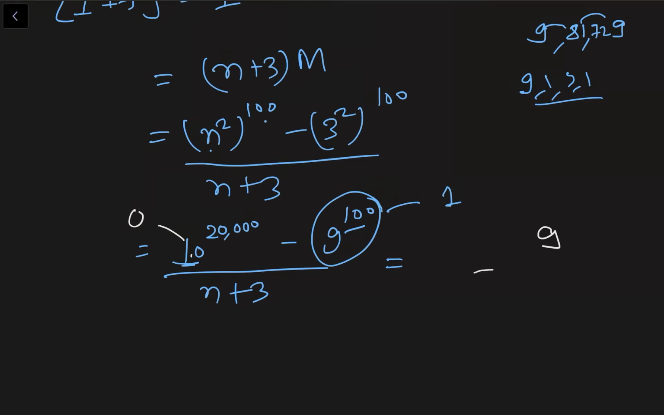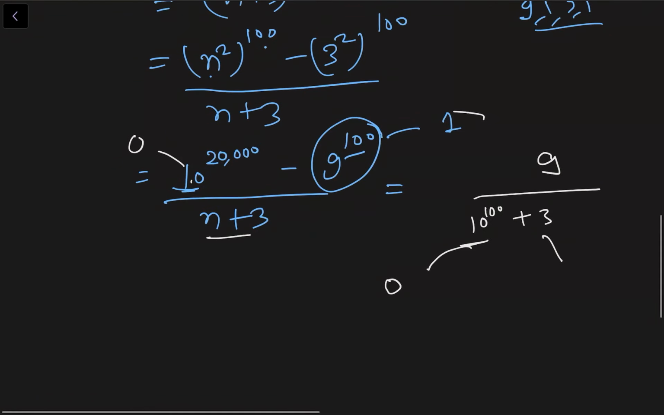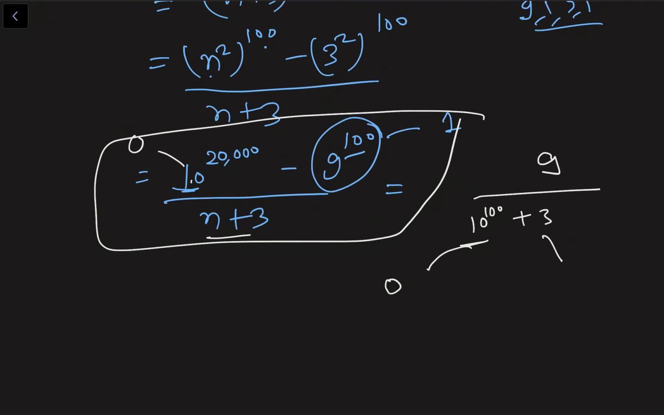Now this n plus 3. What is n? 10 raised to power 100, plus 3. This will give us 0 as unit digit, and with the 3 this will give us 3. So basically the unit digit of this whole expression will be 9 divided by 3, which is 3. And this is our final answer.